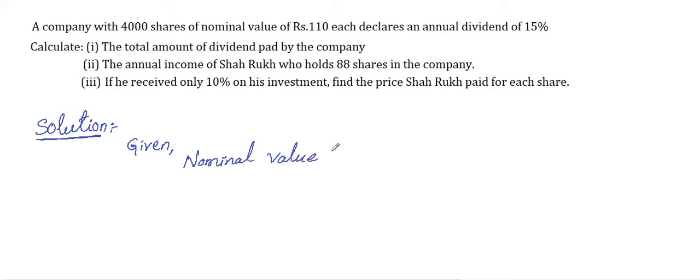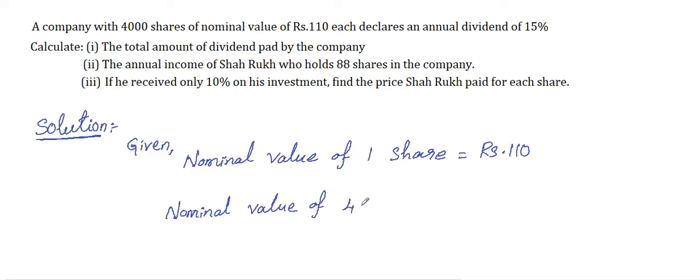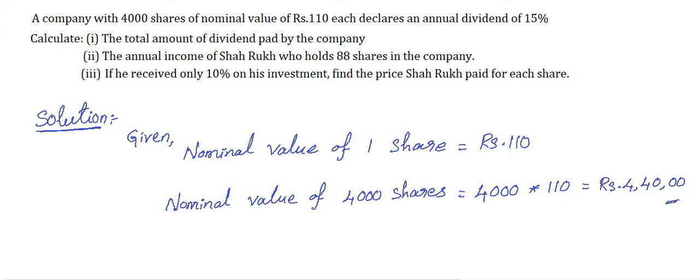So write down the given details. The nominal value of one share is given, which is 110 rupees. So one share value is 110 rupees. So for 4,000 shares, the nominal value will be 4,000 times 110, which is 4,40,000. So nominal value of 4,000 shares is 4,40,000. The dividend is given, which is 15%.